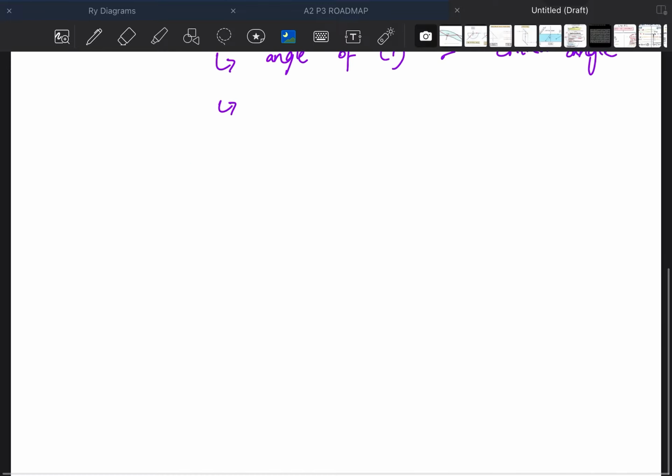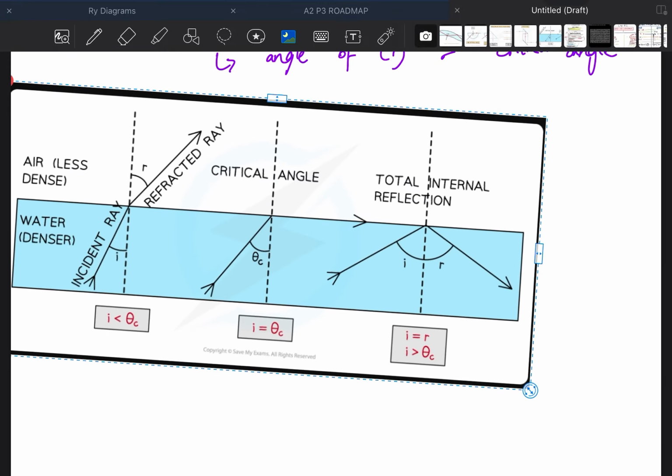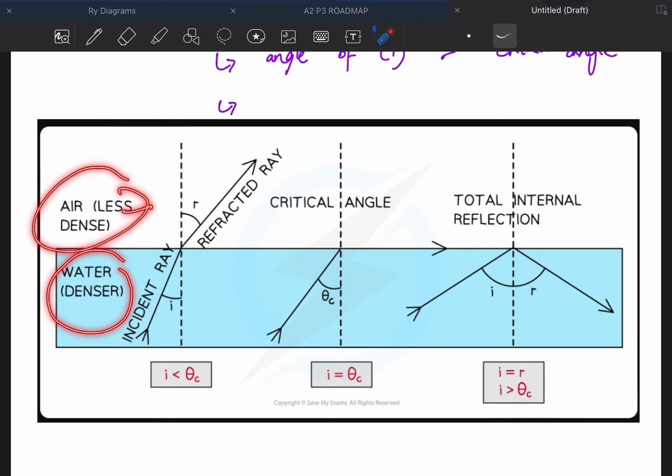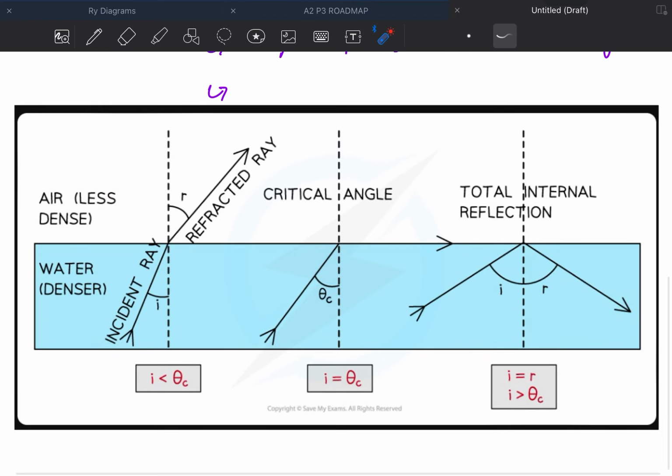All right, I'll show you a diagram here. In this picture, air is a less dense medium and water is a denser medium. Yes or no? So here, when the incident ray goes from the water, a denser medium, to a less dense medium, it is being refracted. So the angle of incidence is less than the critical angle. You can see the less than sign here.